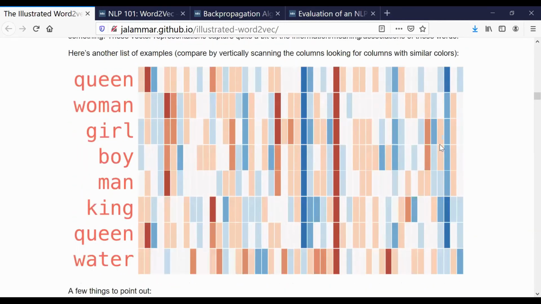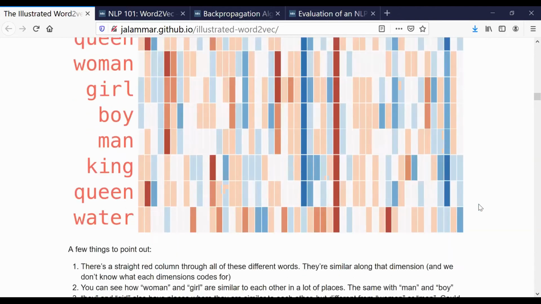So you can do a kind of imagination in your head. You take the king vector minus the man vector, right? Now this is a little bit naive, but something like this. You take the king, you subtract the man, you add the girl, and you get something that is close to queen, something like that, right?